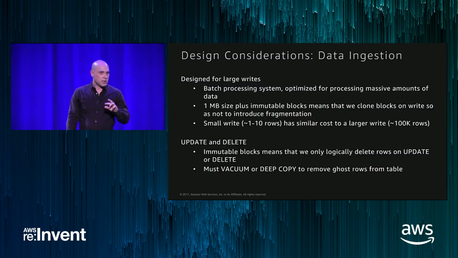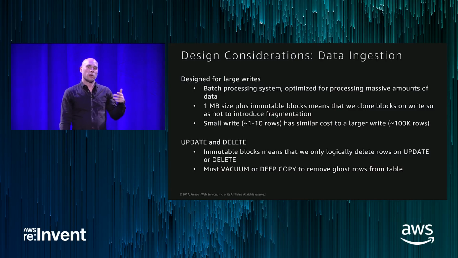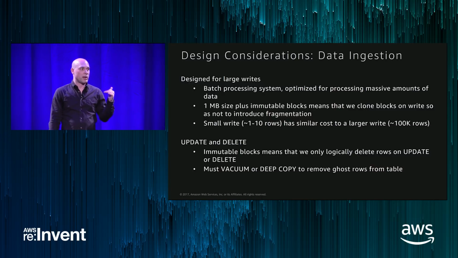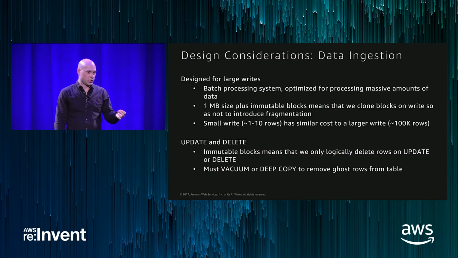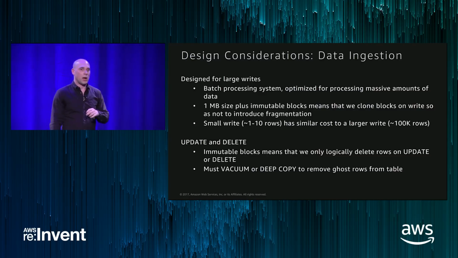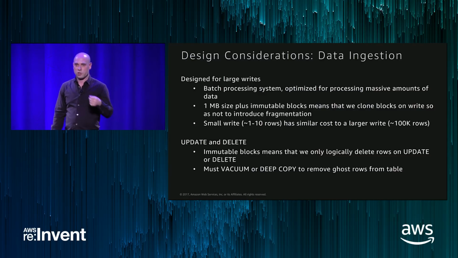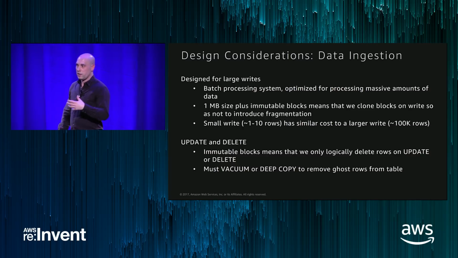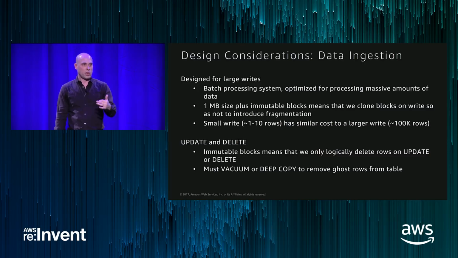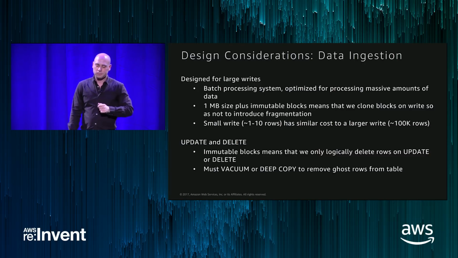Updates and deletes. For a delete, we just mark the data as deleted. We don't actually delete it when you execute a delete statement. So that's why deletes seem fast. Redshift also uses MVCC, which is multi-version concurrency control. That's why if you have a transaction running, you will continue to see data exactly how it was when your transaction started.